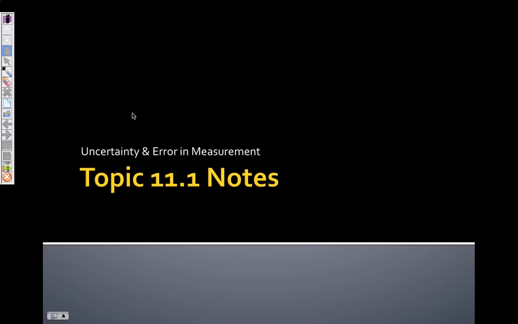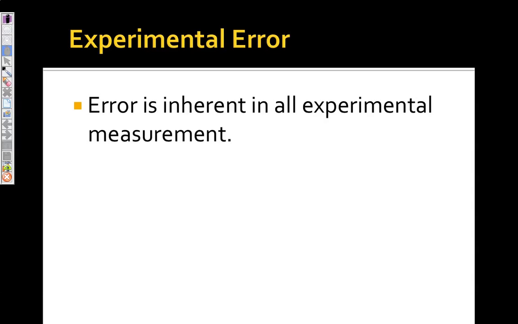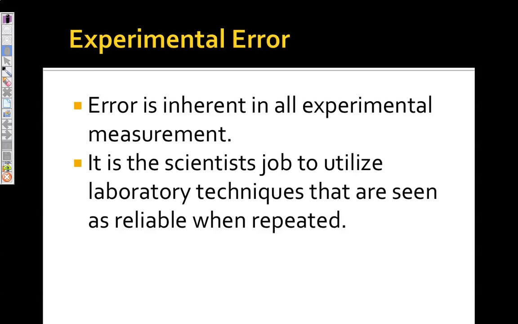We're dealing with uncertainty and error in measurements. So what is experimental error? We know we're going to be in the lab a lot. There's going to be a lot of errors, hopefully none that are dangerous, but a lot of errors nonetheless. Error is inherent in all experimental measurements. It is the scientist's job to utilize laboratory techniques that are seen as reliable when repeated, either by themselves or by other scientists, in an effort to reduce experimental error.